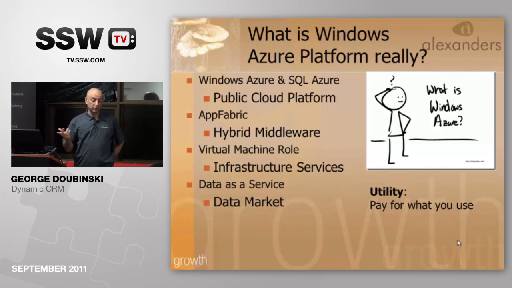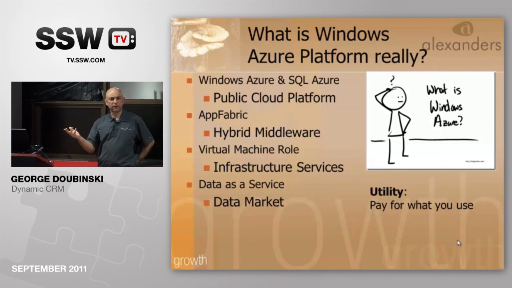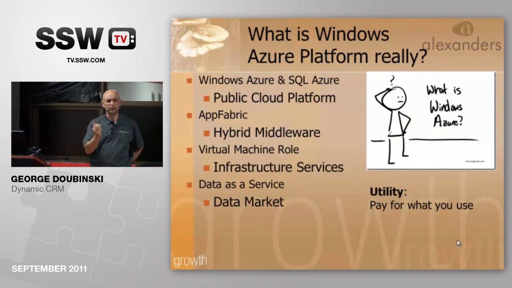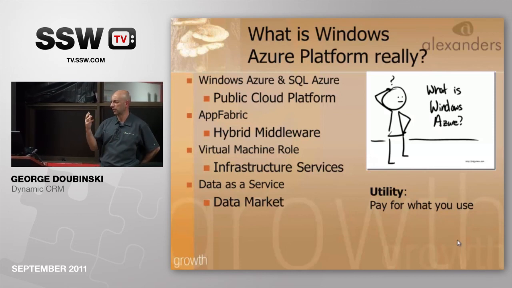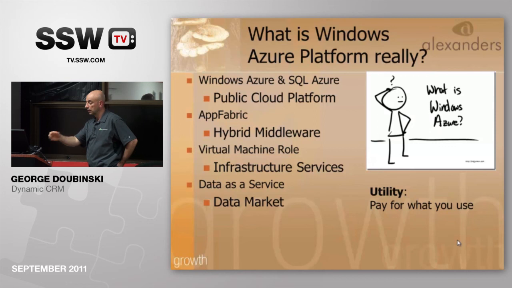Data as a service. Now there is a data market that started to appear. So effectively there are publishers of data, starting with geographical data, Dun & Bradstreet, some other data points. There are, I think, bazillions of different data points that you can subscribe to. You pay, you subscribe, you get data feeds.